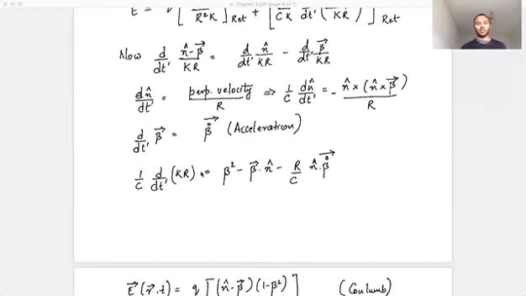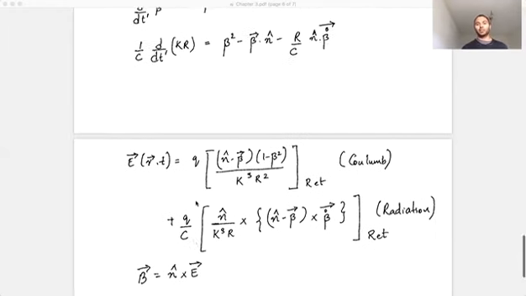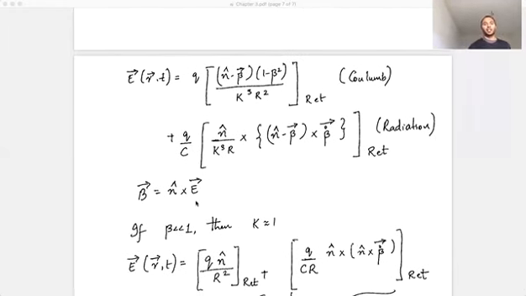Again, I'm going to spare the details here. I just have some intermediate steps here for people to check their answer to make sure that they're on the right path. But I'm just going to give the final expression here. So here's the electric field.